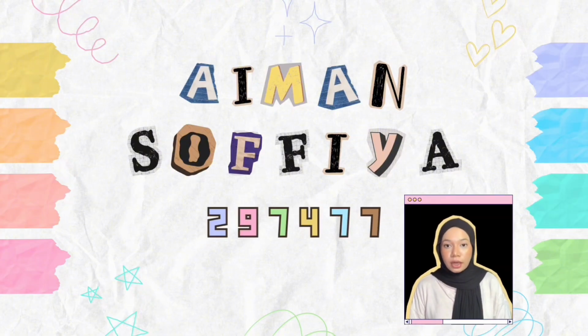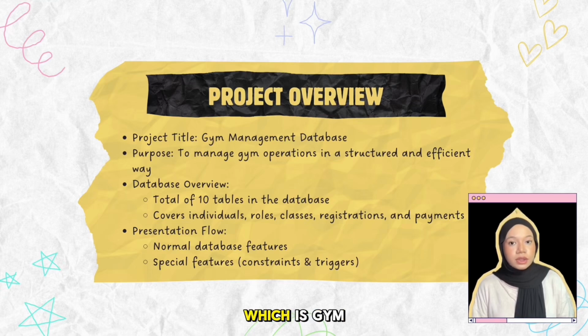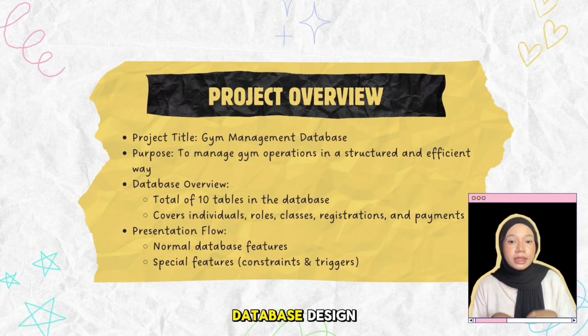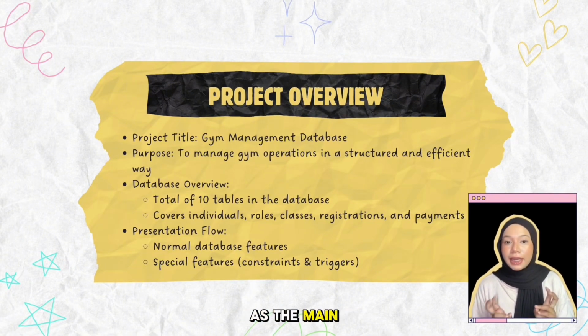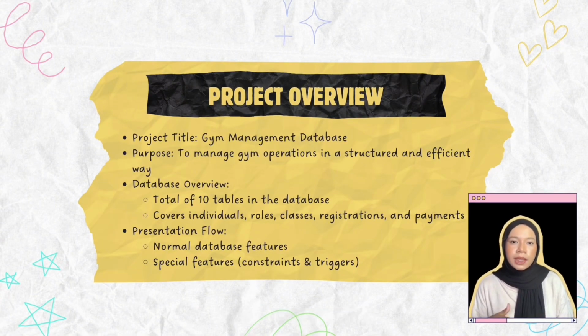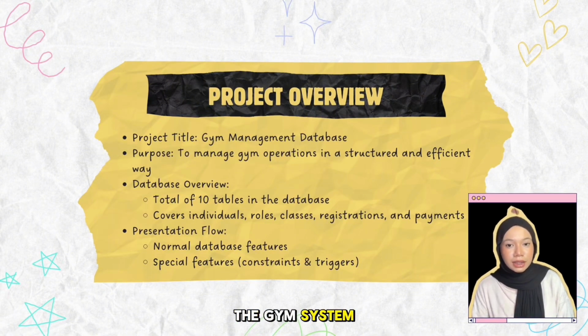Okay, today we would like to present our project, which is the Gym Management Database. This database is designed to manage daily gym operations in a structured and efficient way. In our database design, we use person as the main entity. A person represents any individual stored in the database regardless of their role. This means a person can be a member, staff, trainer, admin or any other role in the gym system.